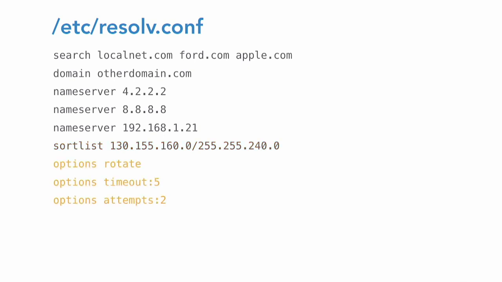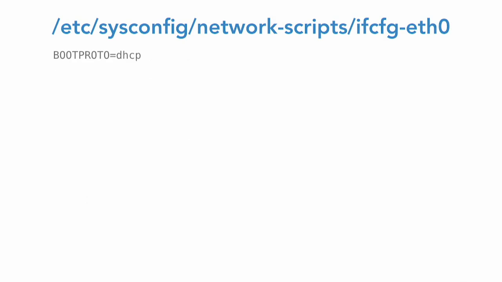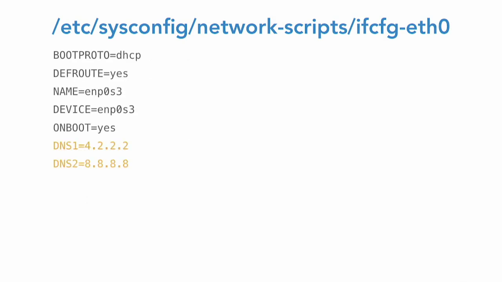The options keyword lets us set DNS client options, such as querying the name server's round robin to spread the load, a timeout, or the number of attempts the client will query the DNS server before giving up. Keep in mind too that if you want to set DNS name servers per network interface, you can do so by adding them to the interface-specific network configuration files.